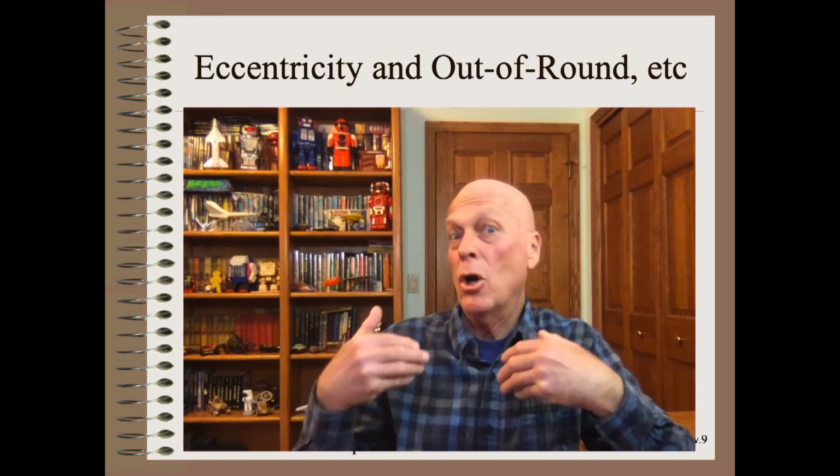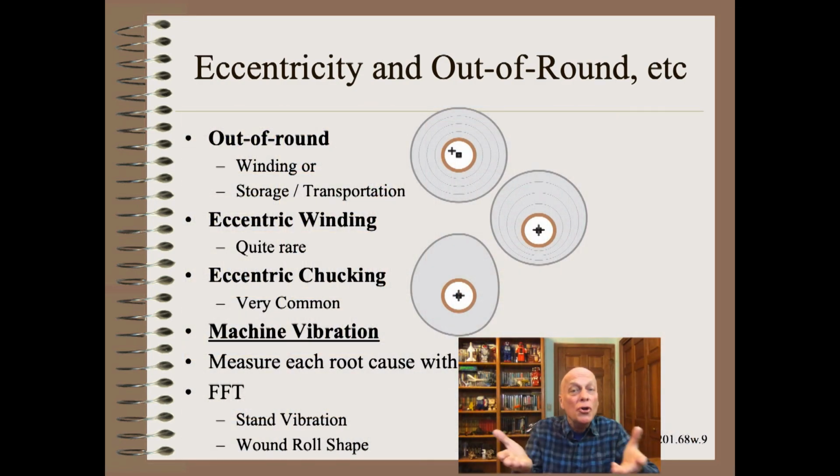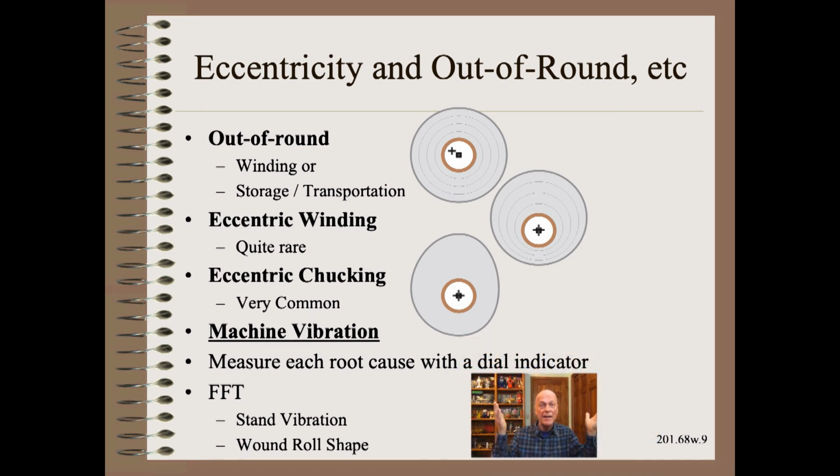So, how do you figure out what's what? How do you know if it is your wound roll or your customer's unwind that is mostly at fault? Simple. All you need is a dial indicator survey and just a bit of time. If you want to get even more fancy, you could measure the unwind stand vibration and wound roll shape using FFT techniques, again covered in my advanced winding class.